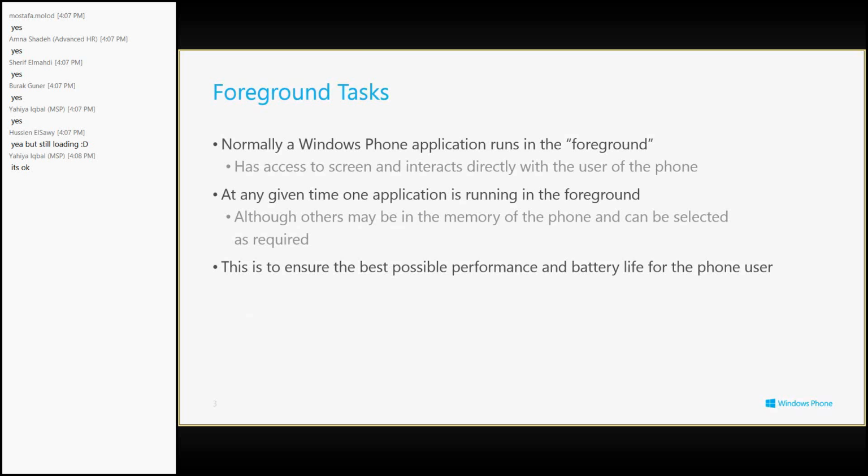So just to wrap it up, in Windows Phone one application runs in the foreground. At any given time, just one application is running, while the other applications are held in memory and can be selected as required. This was designed to maintain the resources of your phone in terms of processing power and battery, so that you use fewer resources of processing and memory, which saves the battery life of your phone for as long as it can.